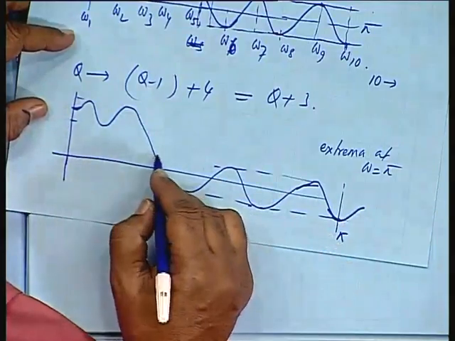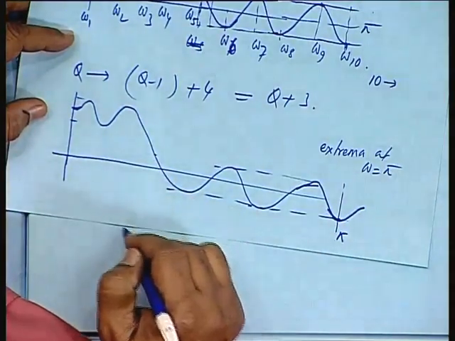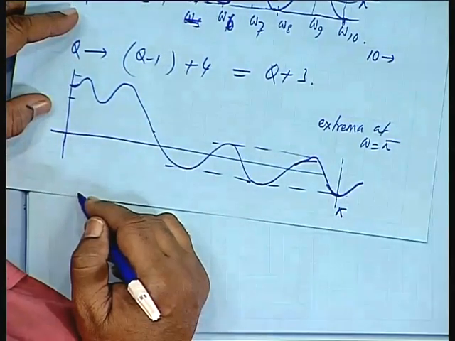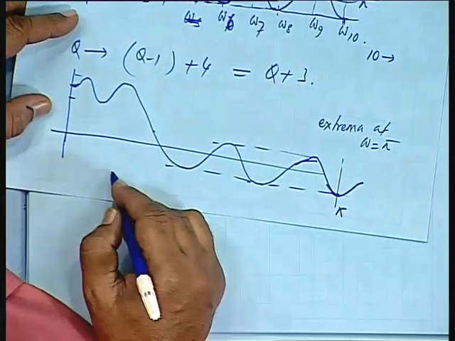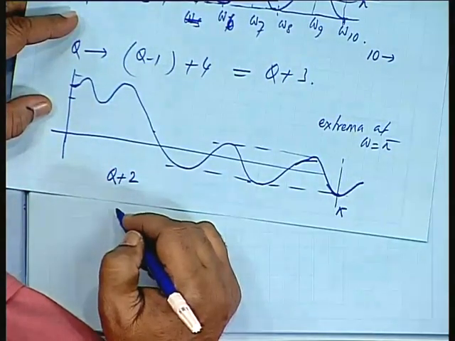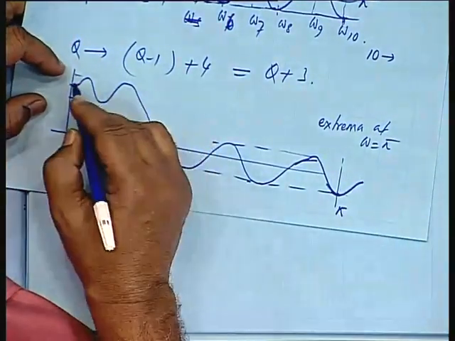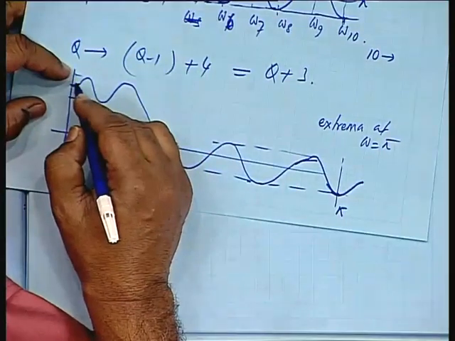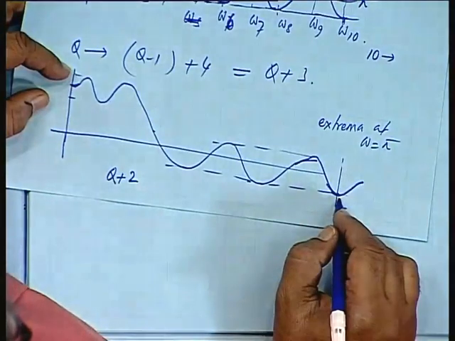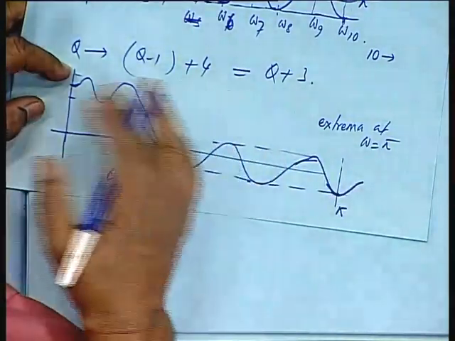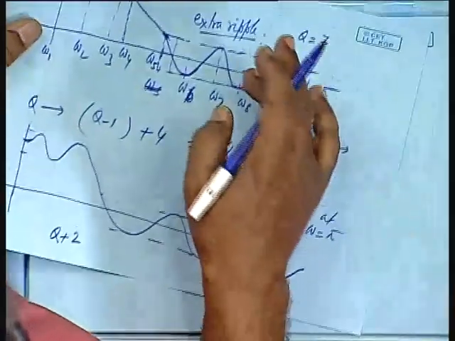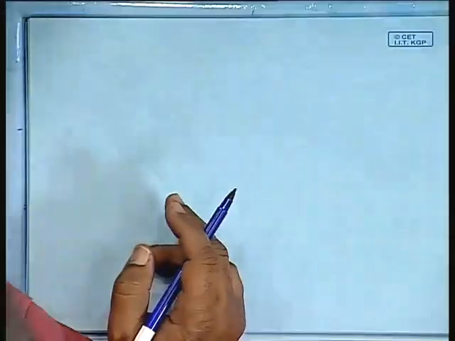Okay. So here you will find it will be 1 less, that is q plus 2. It may start with a maximum, and may not end with an extreme point at omega equal to pi, then also we will have 3. So the maximum possible is q plus 3, otherwise it should be q plus 2.